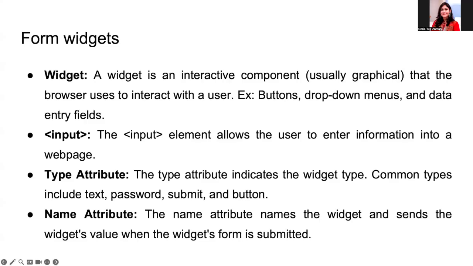Another important attribute is the name attribute. This names the widget, and when the form is submitted, the browser sends the widget value paired with the name to the server. For example, if you have name equal to username, the form submission will include username equal to the value entered. So in short, widgets are how users interact with forms, and the input element, along with its attributes, is at the core of creating those interactions.